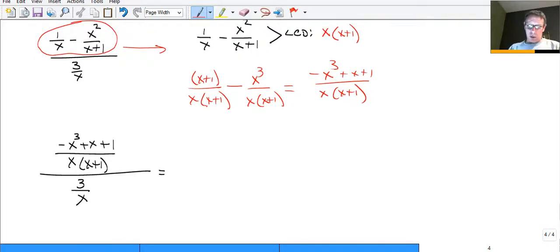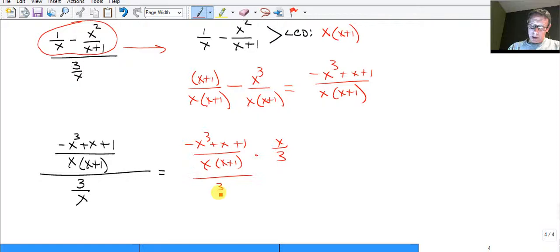So I've rewritten it, so here is my numerator now. And now we're ready to multiply by the reciprocal of the denominator. So my next step is to take a minus x cubed plus x plus 1 divided by x times x plus 1 times x over 3. Of course, my denominator is going to multiply by x over 3 also. My denominator will become 1. So basically what I'm going to have is when I multiply across, for the denominator, I will have 3x times x plus 1.